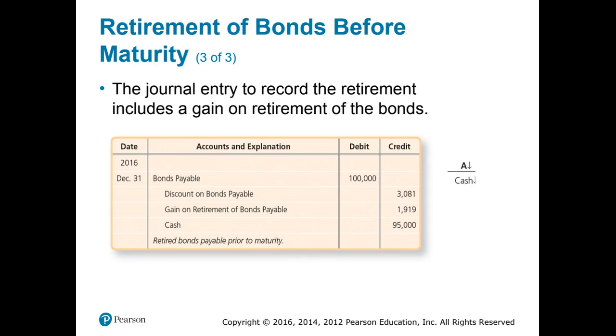So the journal entry to record the retirement includes a gain on retirement of the bonds. So here we have a debit to bonds payable for $100,000, a credit to discount on bonds payable for $3,081, a credit to gain on retirement of bonds payable for $1,919, and cash has a credit of $95,000. And we retired bonds payable prior to maturity.